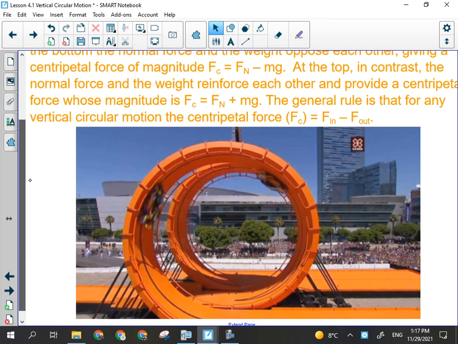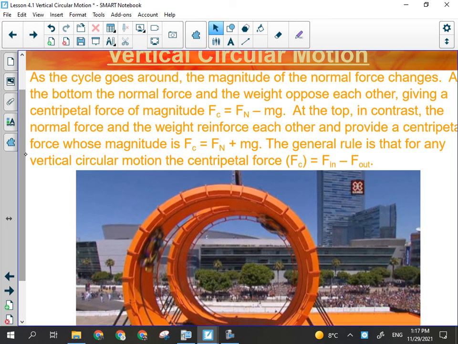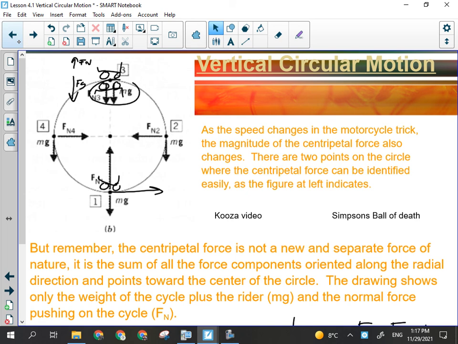Okay, so this is what we were just talking about. For vertical circular motion, it's always forces in minus forces out. What you have to decide is which forces are in and which forces are out, based on where you are in the circle. Okay? So that's what we were just looking at there.